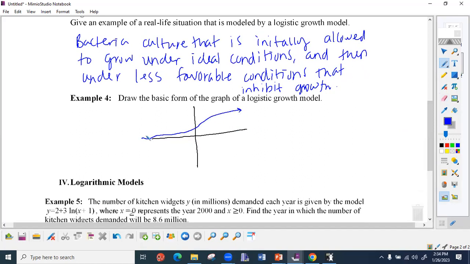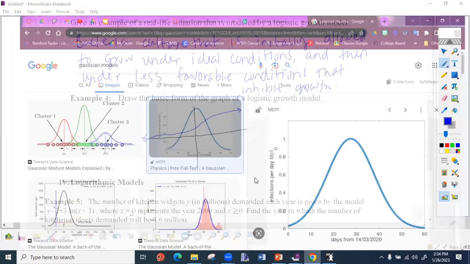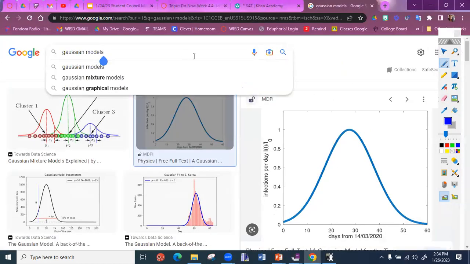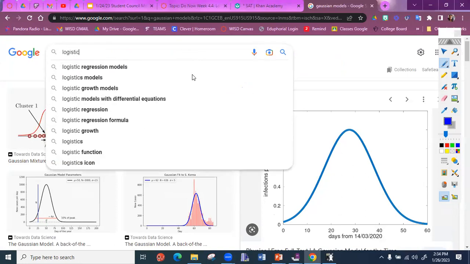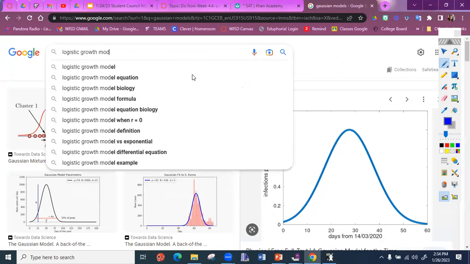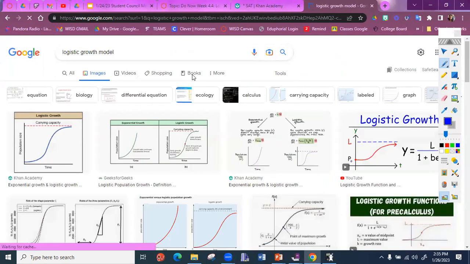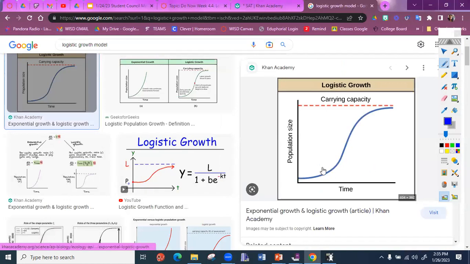Okay, it's looking something like this. Again, we're gonna go to the internet, and I want you to see a better version of the model than mine. So we're gonna do a logistics growth model. So you see what I was saying, it's kind of a wormish curve situation that's taking place. With logistics growth, it's usually over time, population, and there's a capacity that takes place.